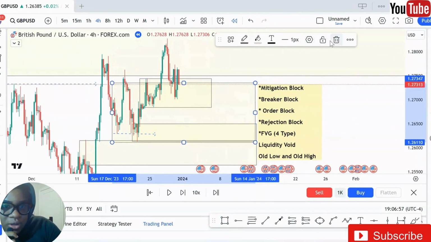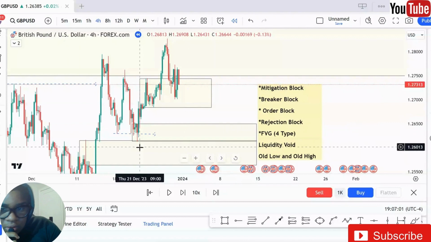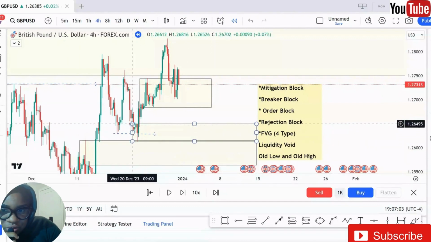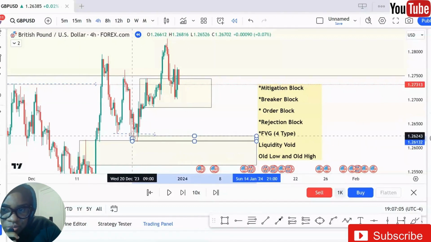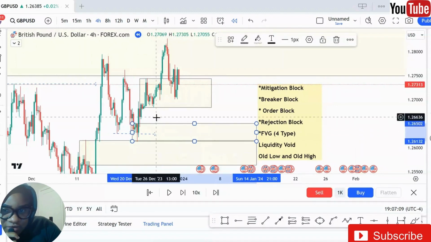That whole zone is from 1 day. There's a breaker for 4 hours. The rejection block, I can take this as a rejection block. This hold down here as a rejection block, because of the longest wick that came out there. The market rejection.